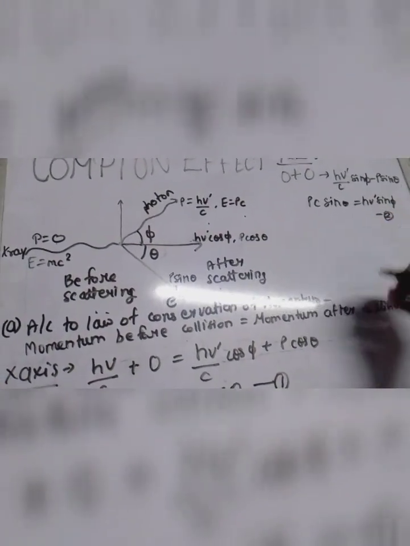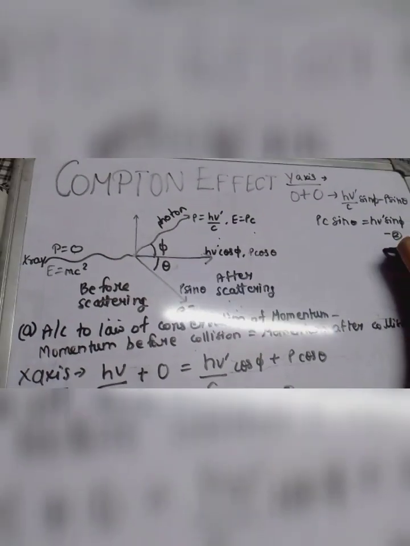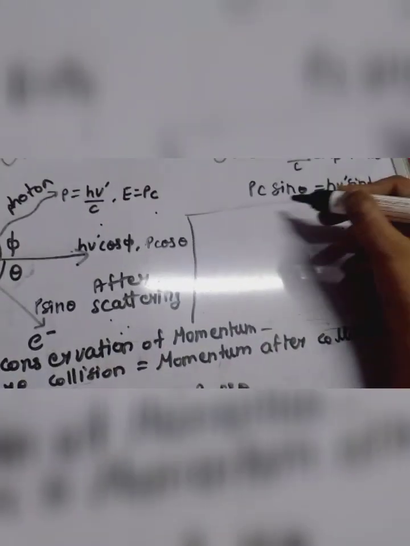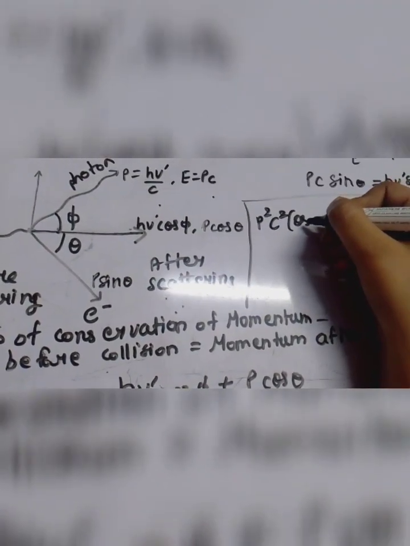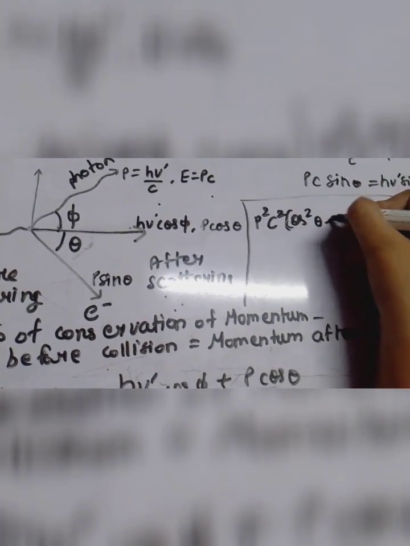Now I will solve this first and second equation. I will take the first equation, pc cos theta, and here pc sin theta. Adding these, I will get p cos square theta. I am squaring that thing.